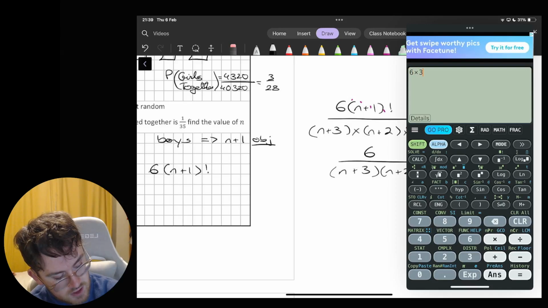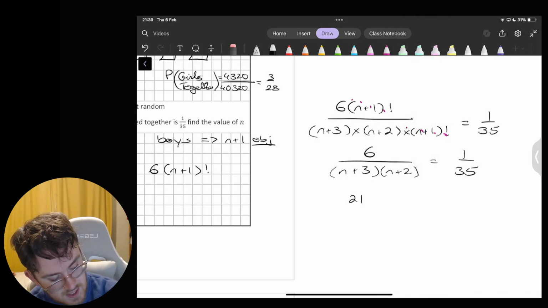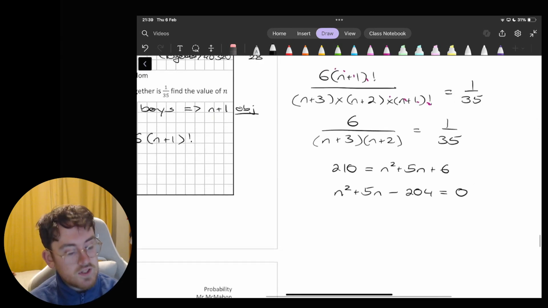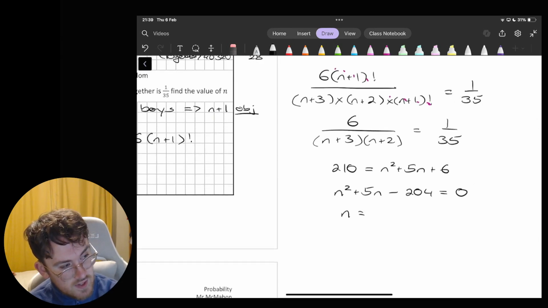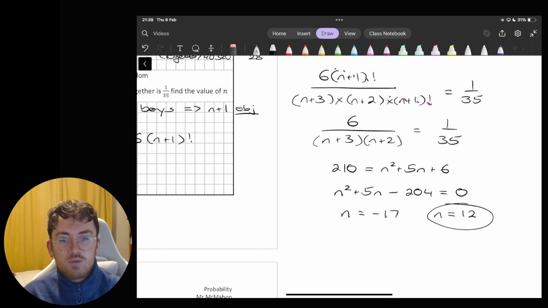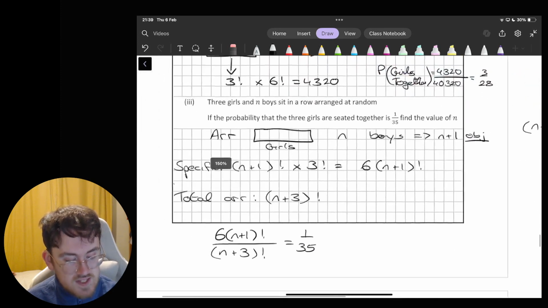Let's do some multiplication here. 6 by 35 is 210, so n squared plus 5n plus 6, giving n squared plus 5n minus 204 equals 0. We want to solve our quadratic here. We'll get an answer of n equals minus 17 and n equals 12. Since n is a number of boys, we can't have a negative number of boys, so we'll go with n equals 12 there.